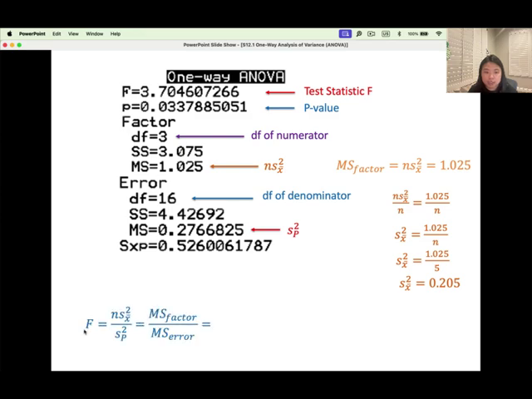And then the test statistic: you could just look at your calculator. The MS factor, which is 1.025, divided by the error MS, which is this number, 0.276825. You're going to get the test statistic here.